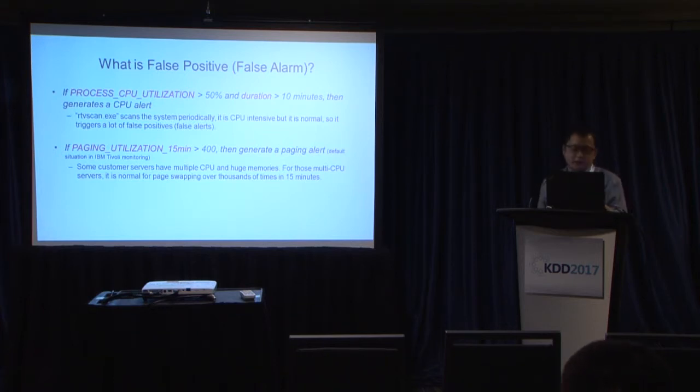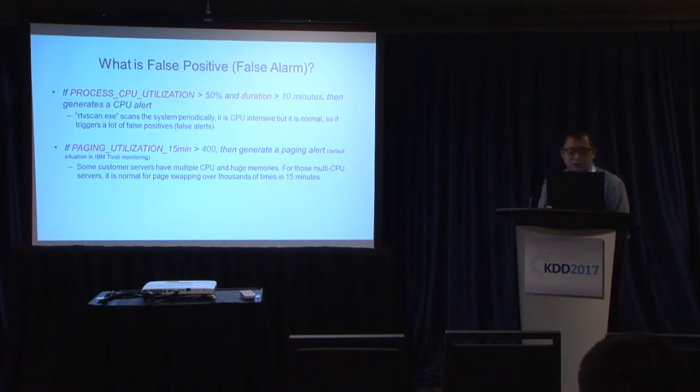For example, if the RTV scan program scans the system periodically, then when it scans the system, the CPU utilization increases. However, this is periodic monitoring, and after a while the program terminates. So if you use this monitor condition in the system, you're going to generate a lot of false positives, because when this RTV scan is scanning the system, you always have CPU alerts. Similarly, you have another monitor condition, like paging utilization in 15 minutes is bigger than 400, which generates a paging alert.